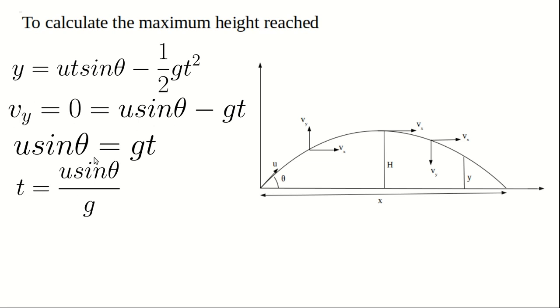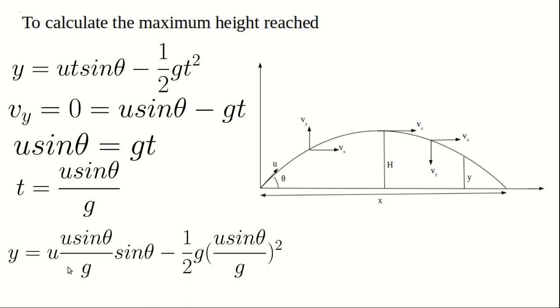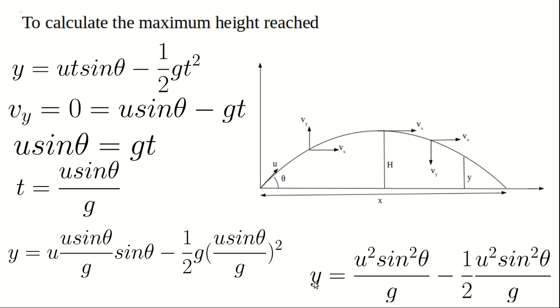So we can make t equal to what? This is the time taken to get to this point. So let's substitute this back into this and let's see what we have. We have our u, then our t is this, which is here, then sine theta minus half of g t squared, which is this. So if we resolve, this one becomes u squared sine theta g sine squared theta, and that gives us y equal to this expression.